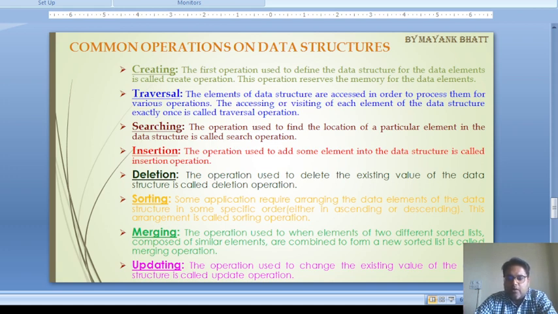Merging. The merging operation is used when, let's suppose, we have two different sorted lists or two different sorted arrays and we want to combine them into a single sorted list or array. At that moment we use the merging operation. And the last one is the updating operation. The operation used to change existing values of the data structure is called the updation operation.